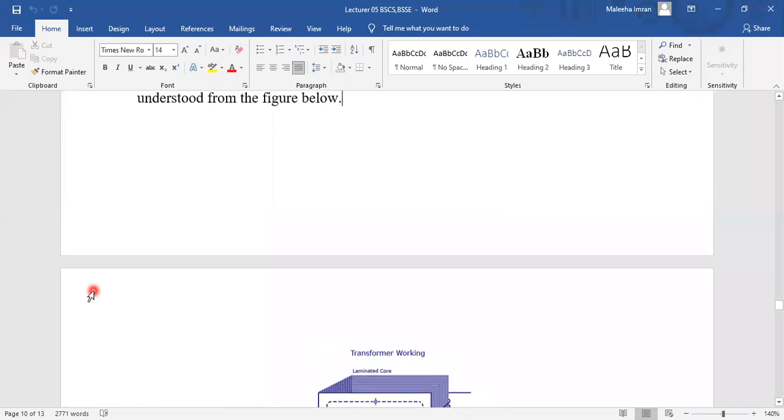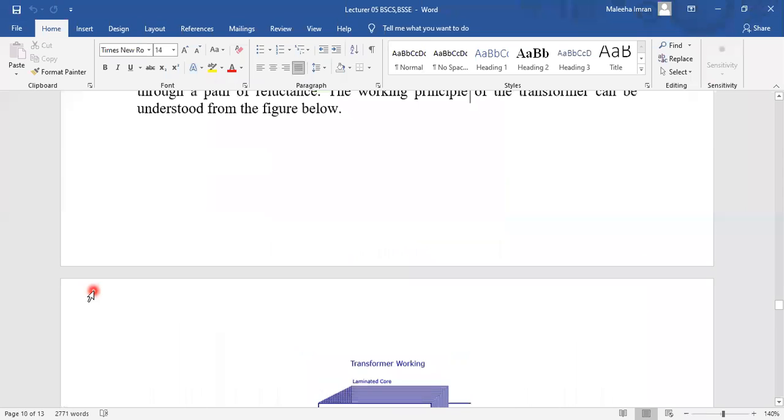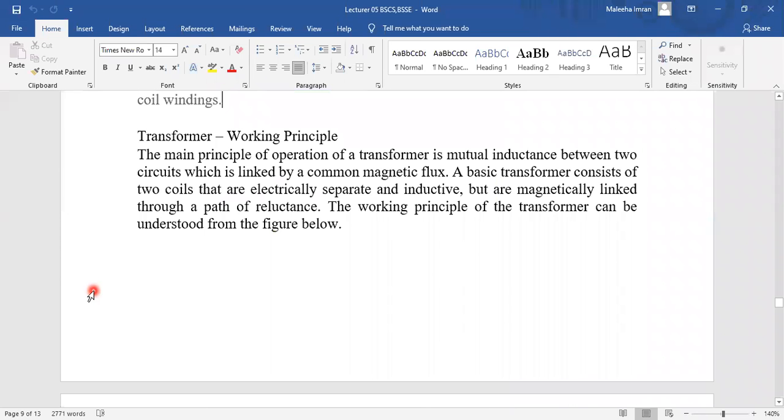Now we see the transformer working. How the transformer works. The main principle of operation of the transformer is the mutual induction between the two circuits or between the two coils, which is linked by the common magnetic flux. As in the case of the iron core transformer, we have seen that the two coils, the primary coil and the secondary coil, are wound on the same material.